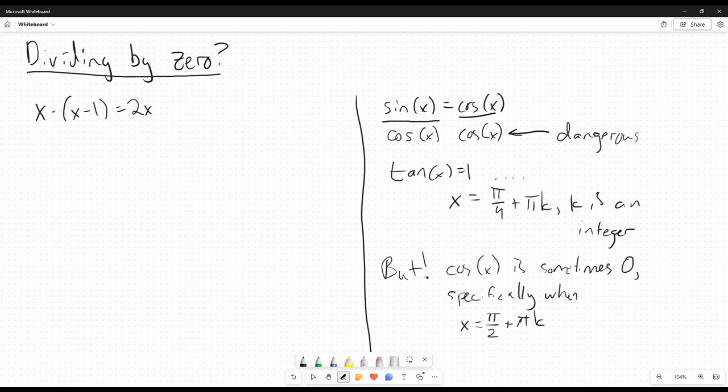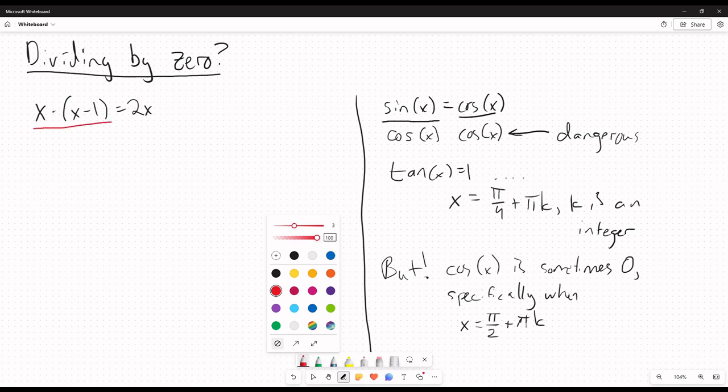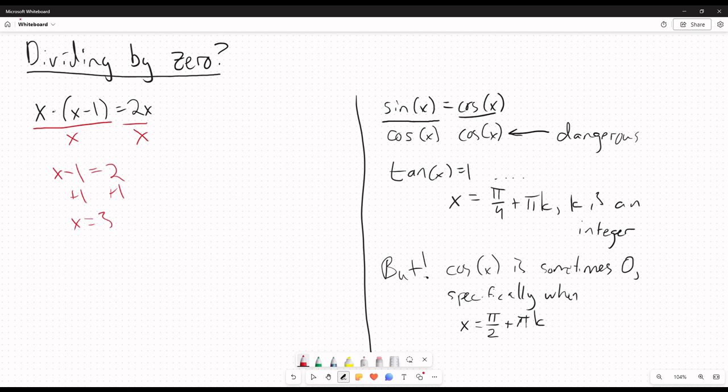Well, to give us an example of when this might matter and when this might not, let's go ahead and solve this equation on the left. Because the good news is the answer we got here is correct. But let me show you where this could go bad. If we took this equation, x times x minus 1 equals 2x, and we divided both sides by x to try to solve, then we would get x minus 1 equals 2. We'd add 1 to both sides, life is good, and we'd get x equals 3 as our answer.